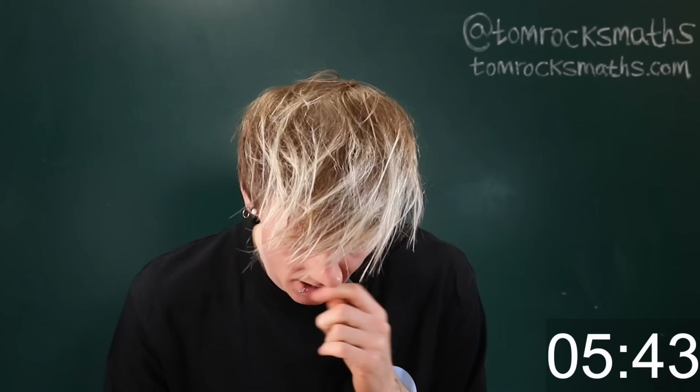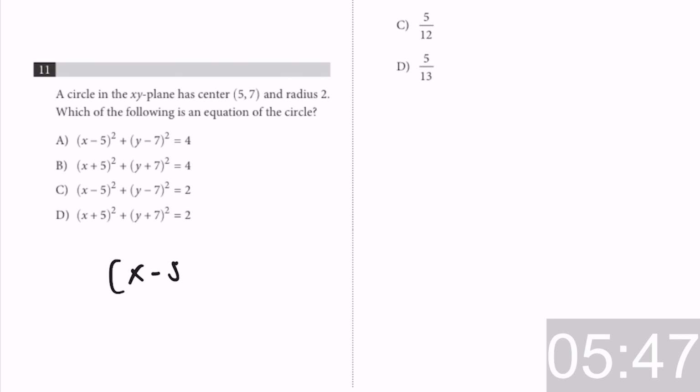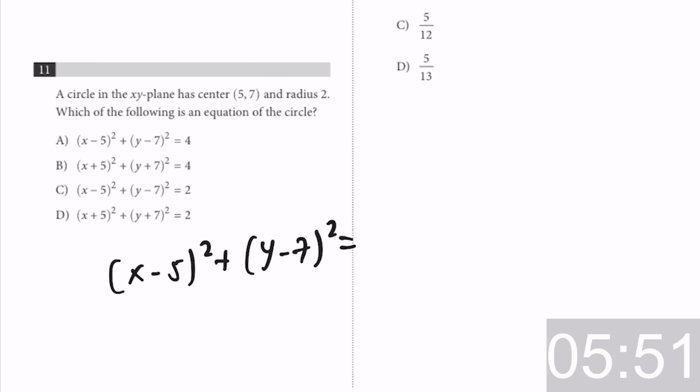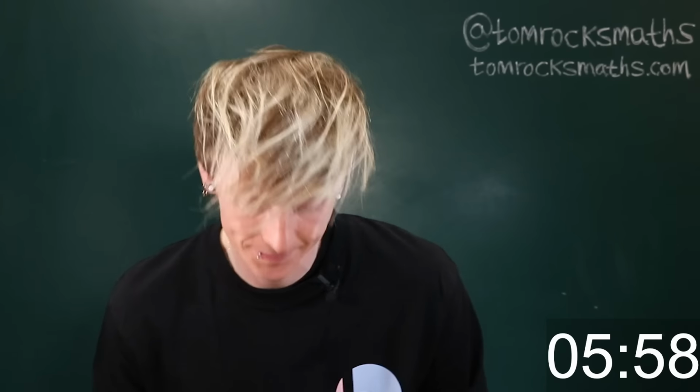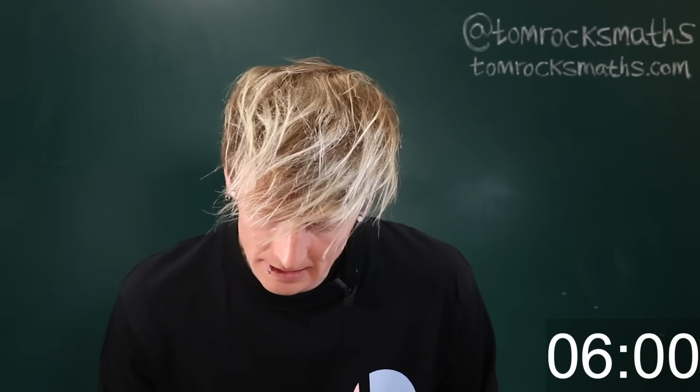11. A circle in the xy plane has center (5, 7). I know this. So it's x minus 5 squared plus y minus 7 squared equals radius squared, which is 4, 5 squared. Top one then. Okay, so that's A.